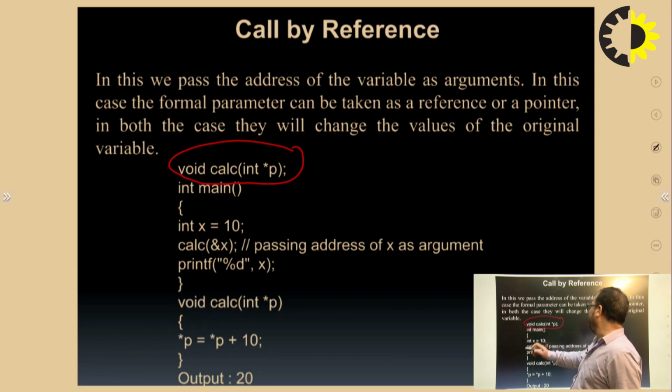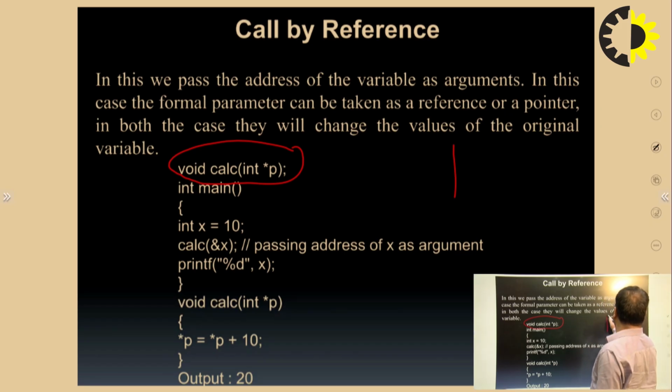Okay. So here x equal to 10. Now we have passed simply the address of x. For example, say in memory, suppose if this is the memory, so this is say a variable x whose value is 10.